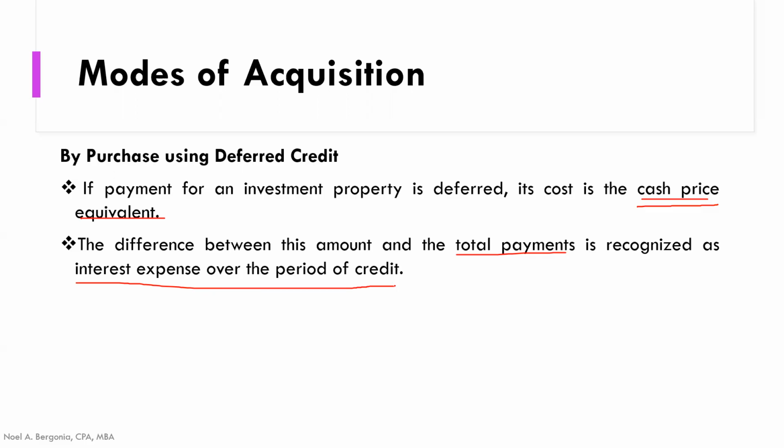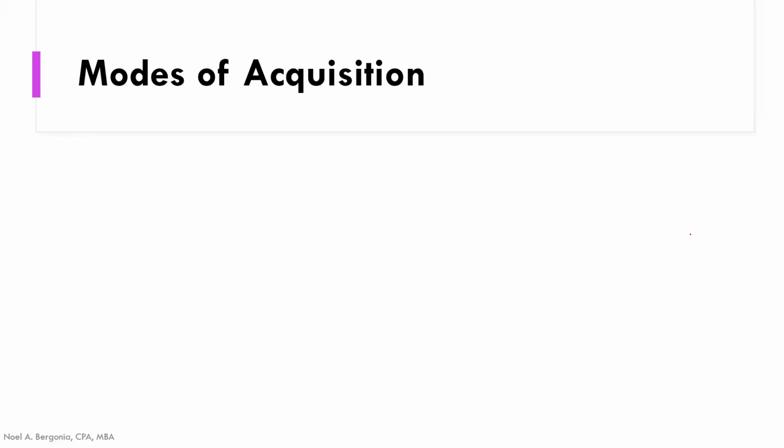If we need to compute the present value because the cash price equivalent is not available, then you need to do so, because that will represent the cost of our investment property. So another mode of acquisition.